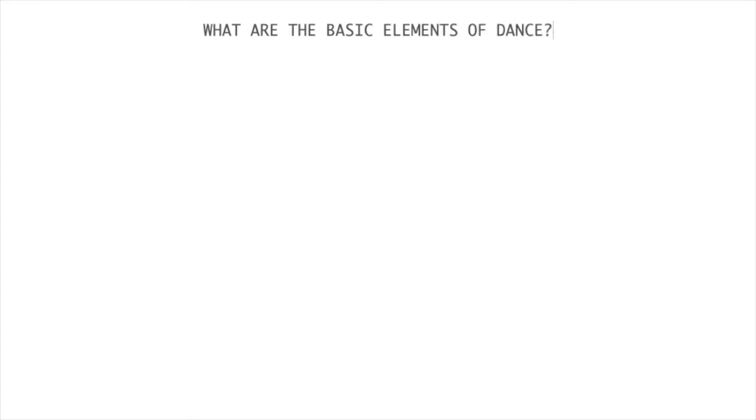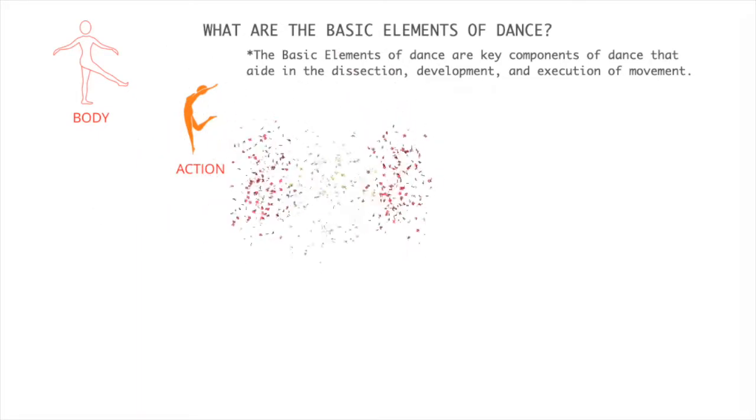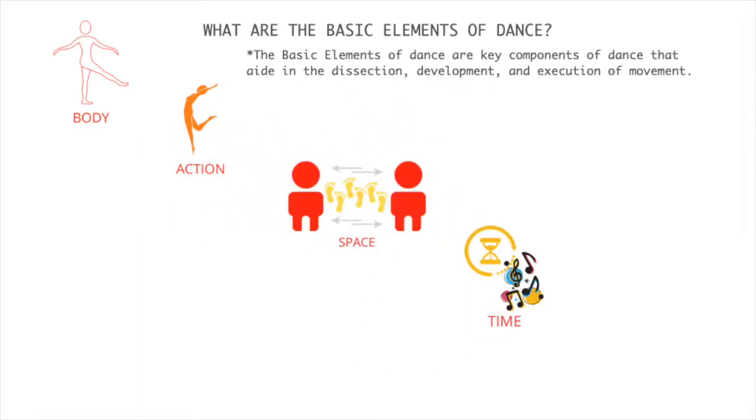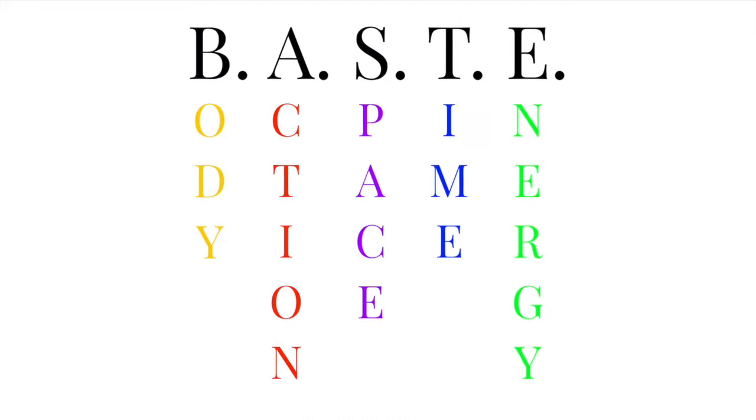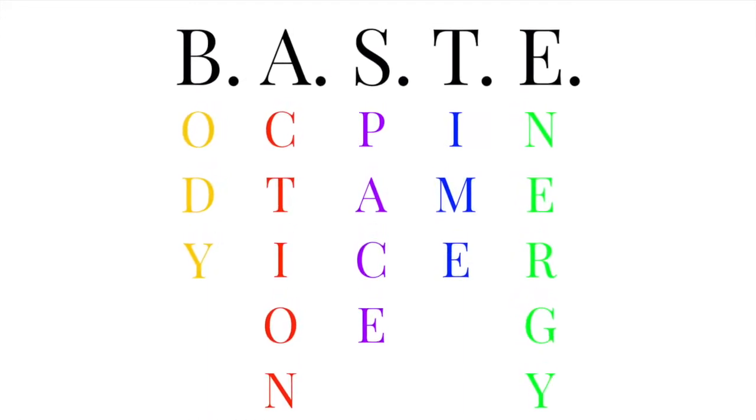The basic elements of dance are key components of dance that aid in the dissection, development, and execution of movement. I will be focusing specifically on body, action, space, time, and energy. Across the wide variety of styles of dance, this framework can be used to describe movement as well as assist in movement creation. The acronym BASED can be used to help remember these elements.